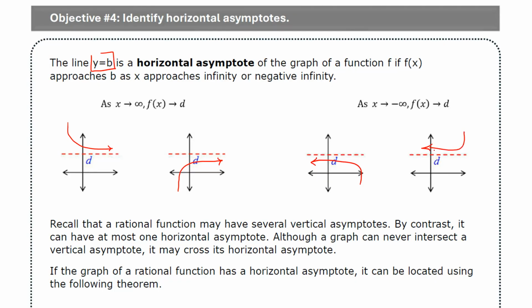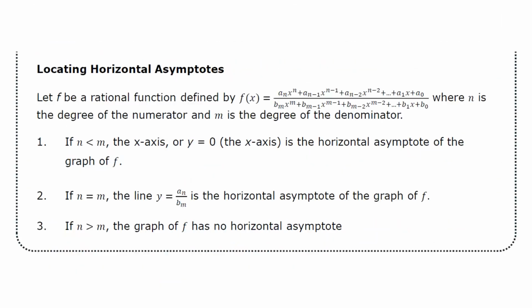Recall that a rational function may have several vertical asymptotes. By contrast, it can have at most one horizontal asymptote. Although a graph can never intersect a vertical asymptote, it can cross a horizontal asymptote. It won't cross it all the time, but it is possible. If the graph of a rational function has a horizontal asymptote, it can be located using the following theorem.